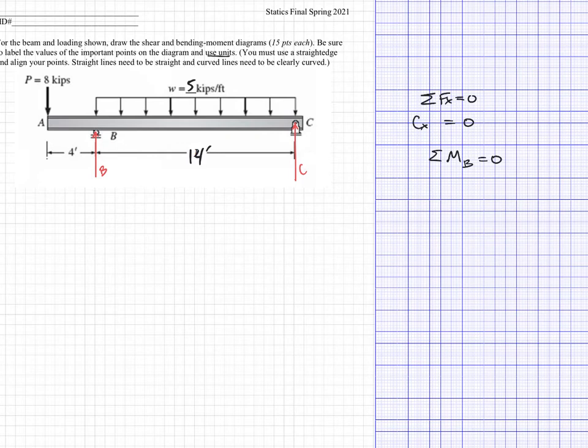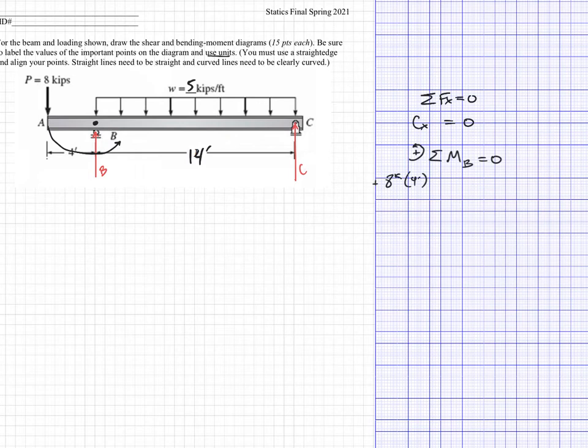So let's see here. I've got this 8 kips. If I'm going around this point right here, I've got 8 kips going downwards, and that's going to cause a moment relative to B. That will be counterclockwise, so it'll be positive, right? And its moment arm is 4 feet, right?